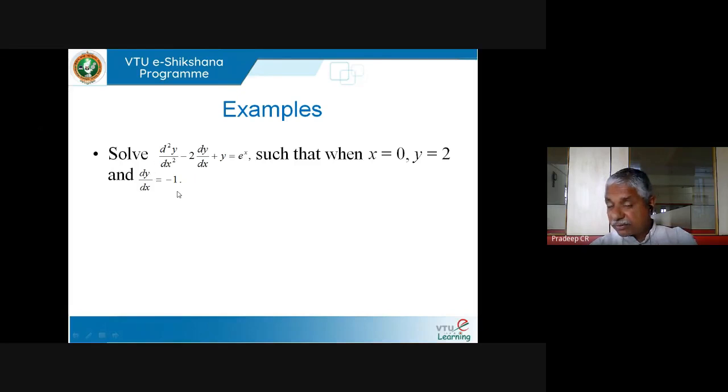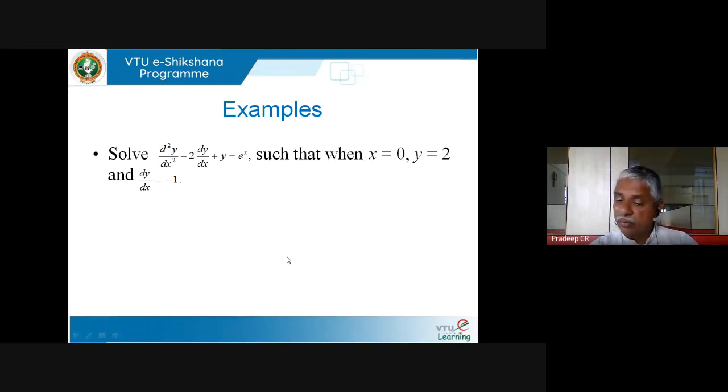If it were a differential equation of third order, that means, for example, if there were d cube y by dx cube plus etc., then I would have needed three conditions. I would have needed at x equal to 0, y equal to 2, dy by dx equal to minus 1, and d square y by dx square equal to something, which I also needed to know at x equal to 0.